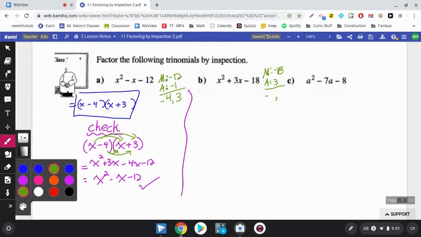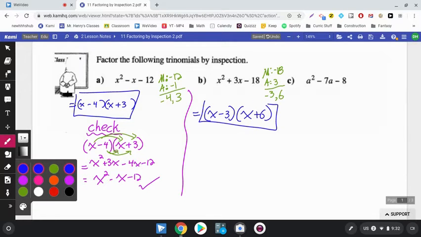I'm thinking maybe 1 times 18, no. 2 times 9, no, that maybe gets me to 7. 3 times 6, yeah, absolutely. If I had negative 3 and 6: negative 3 times 6 is negative 18. I add those together, I get 3. Perfect. I have my magic combo. That means I can factor it. X minus 3 times x plus 6.